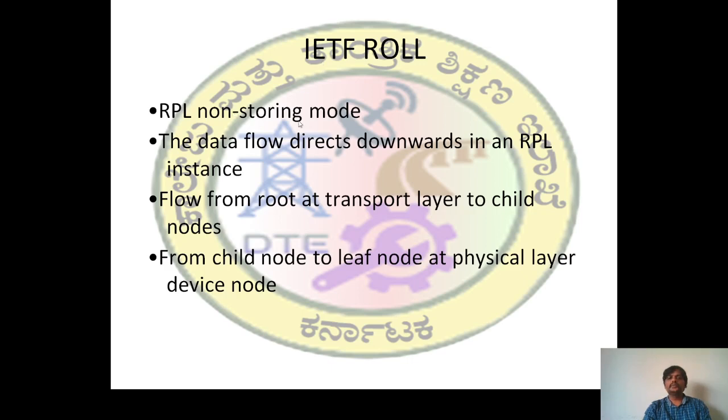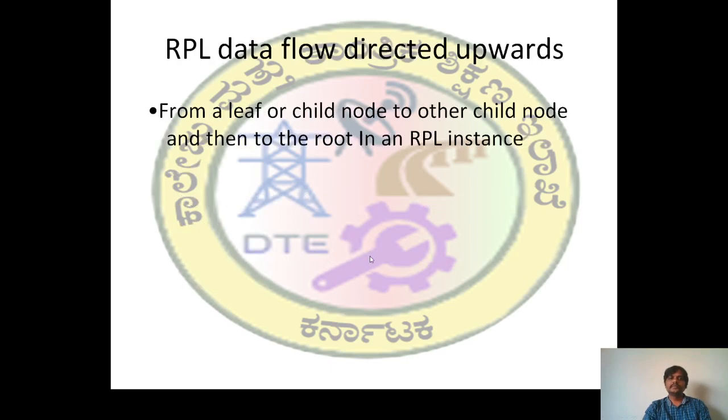In RPL non-storing mode, the data flow is directed downward in an RPL instance. The flow will happen from a root at the transport layer and it will reach the child node. And at the physical layer, the data will reach from the child node to the leaf node. In the upward situation, the data is flowing from a leaf or child node to another child node and then to the root in an RPL instance.